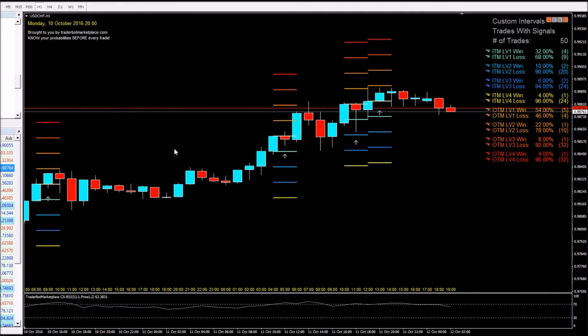Now on a 2 hour expiry, if you're buying 10 pips out of the money, it's going to hit it more than half the time. 54% of the time it's going to hit it. It's going to hit 20 pips out of the money 22% of the time.